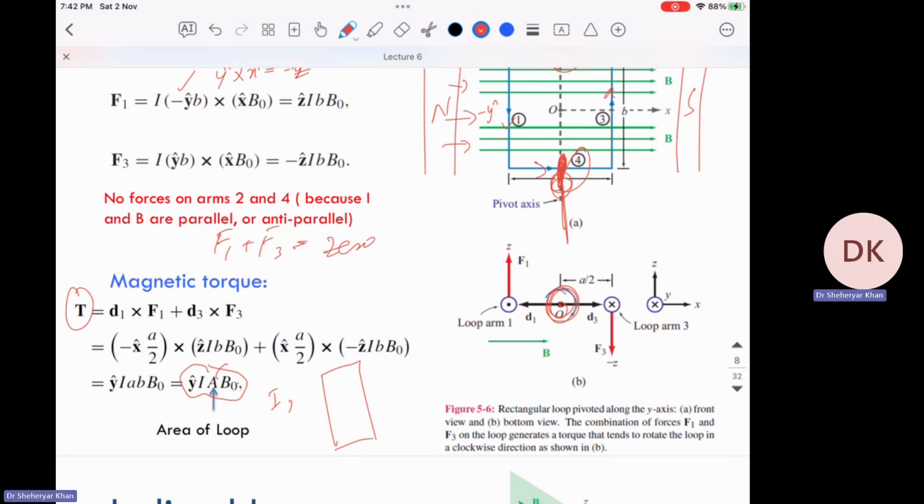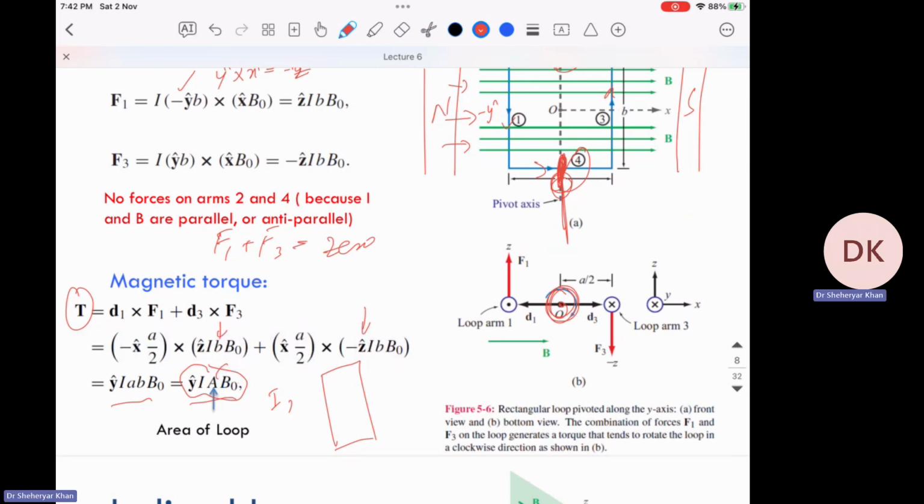So we have this type of construction now. Now we can compute the torque, which is equal to d1 F1 plus d3 F3. You can see these are two opposite forces where the sum is zero. Now, when you put them into the torque formula, d1 is minus x and d3 is plus x, so when you multiply, you get this value. That means two opposite forces can sum to zero, but if you pivot them or make a cylindrical shape to rotate, then it can produce a torque. And the torque is actually equal to I A B naught.